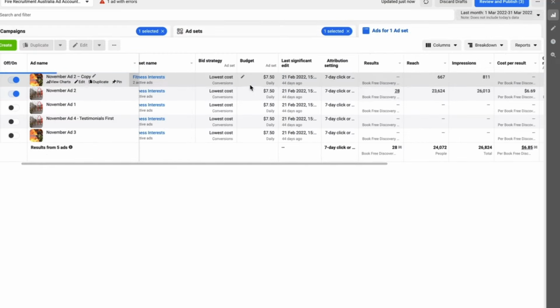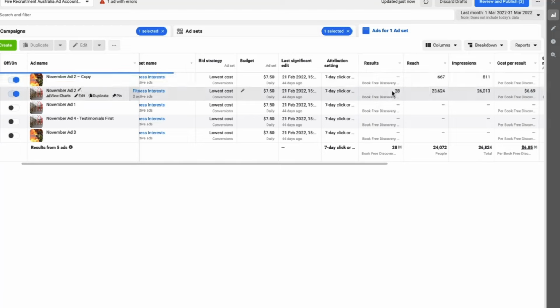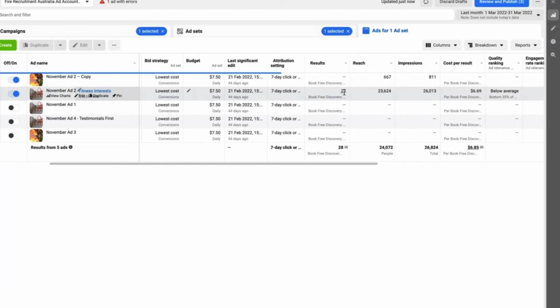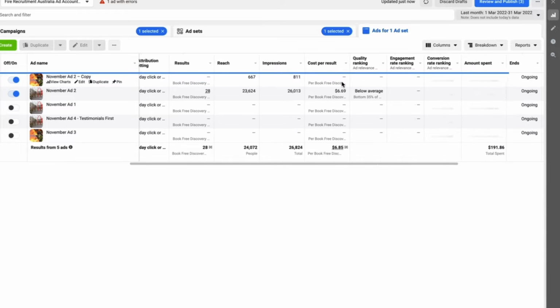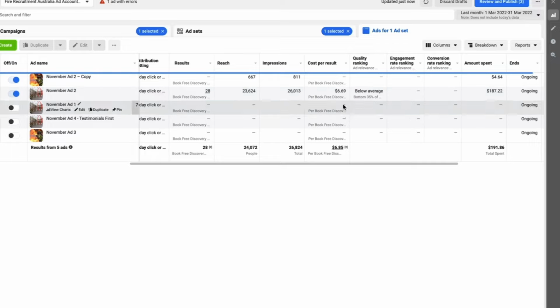In physical fitness one, we found that having 1 ad as the foundation and 1 ad that is tested next to it has produced the best outcomes. And the interesting thing here is even though the book a free discovery call has not happened yet, the cost has come down over time once we've tested this.